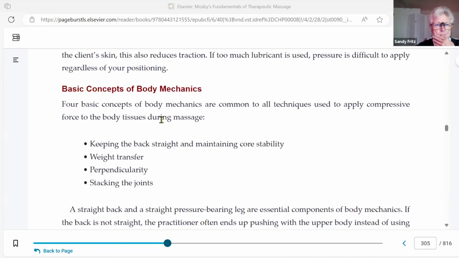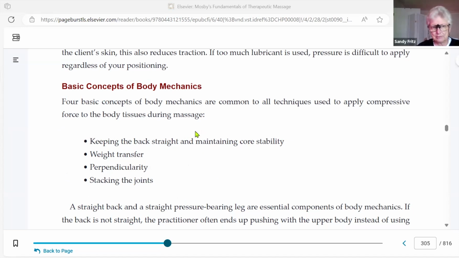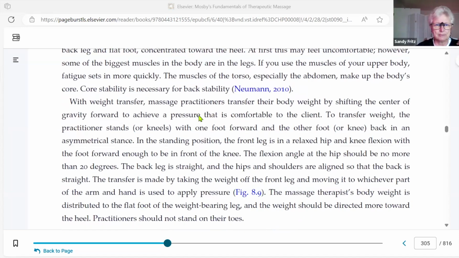All right, so here are some basic concepts. And most textbook authors, not just me, have this kind of content in their textbooks. So this is more likely what you're going to see tested on the MBLEX exam: what is a principle of body mechanics, and it would be stacking the joints or maintaining core stability or whatever.